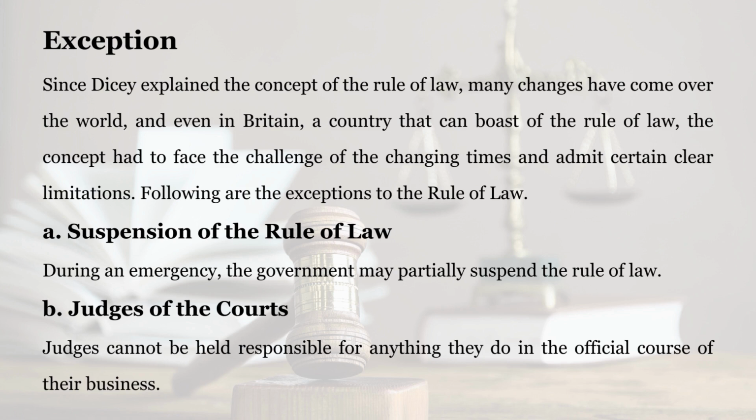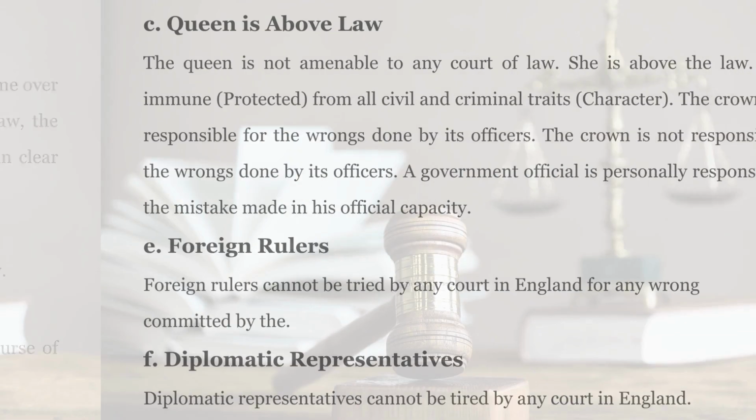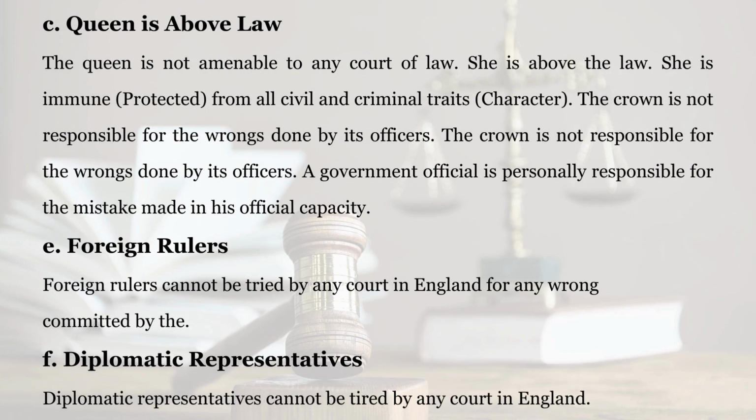B. Judges of the courts. Judges cannot be held responsible for anything they do in the official course of their business. C. Queen is above law. The Queen is not amenable to any court of law. She is above the law. She is immune, protected, from all civil and criminal trials.